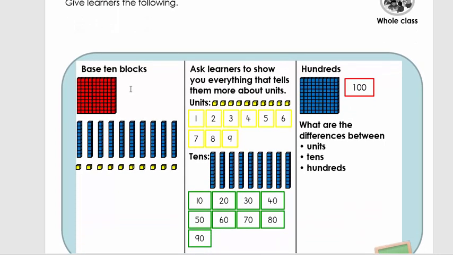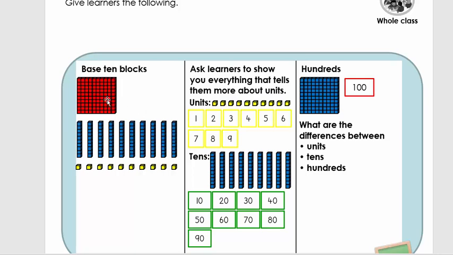What we're going to use is base 10 blocks. Let's quickly see how many little cubes will be in this red block. How many in a rod? Let's count the rods. So we know there's 10. We're going to say 10, 20, 30, 40, 50, 60, 70, 80, 90, 100.